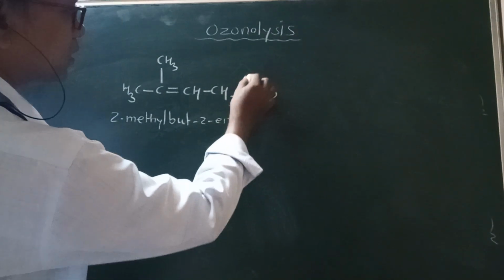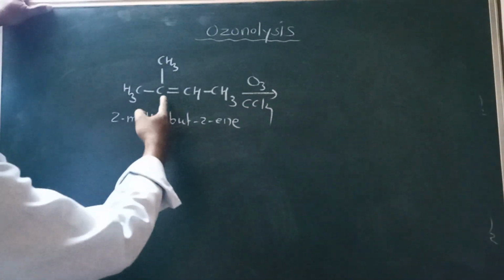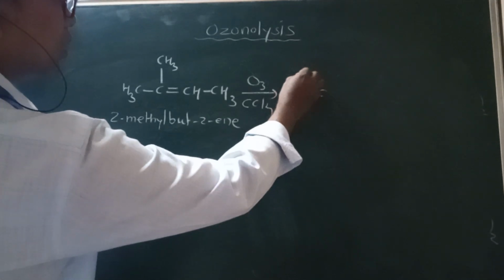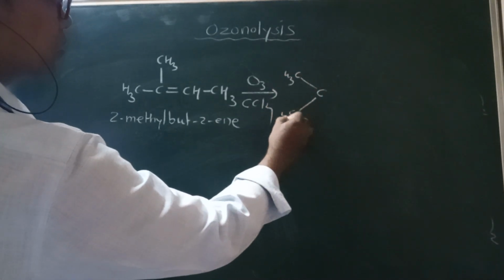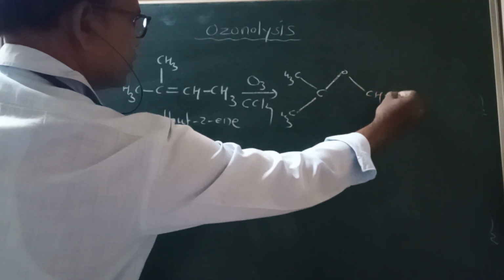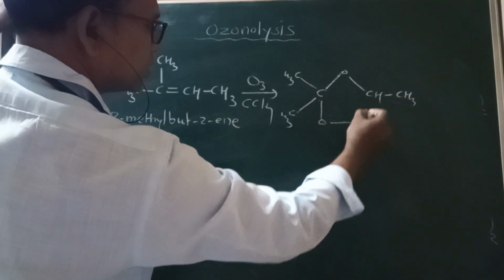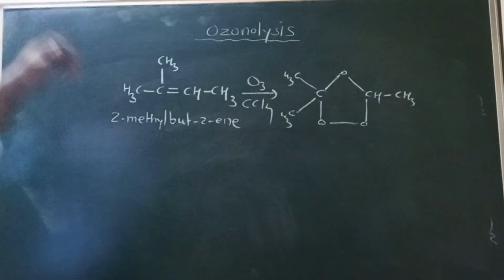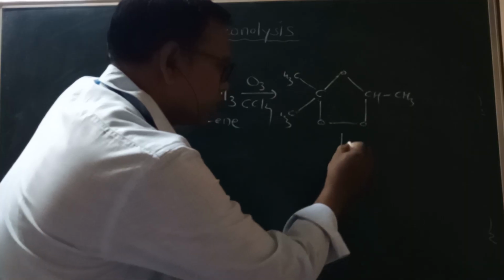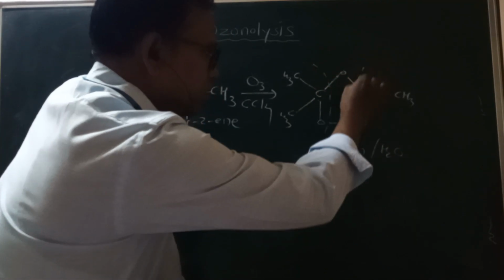On ozonolysis, that is a reaction with ozone in presence of CCl4 as a solvent, addition occurs across this carbon-carbon double bond. So carbon, then CH3, then CH3, then oxygen, then carbon with hydrogen and CH3, and two of the oxygen get added at the bottom, giving this ozonide of this alkene. It's an intermediate compound, and on reductive cleavage using zinc in presence of water, cleavage takes place like this.